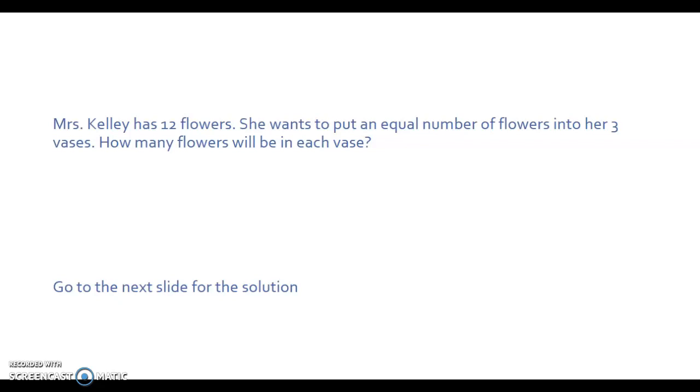Miss Kelly has 12 flowers. She wants to put an equal number of flowers into her 3 vases. How many flowers will be in each vase? Pause the video. You can draw this out, or if you have your small manipulatives, little objects, you can use those. You could count out 12 items, and then make 3 groups. You've got 3 vases. You've got 12 flowers, so start splitting your flowers up. You're just making equal groups. Pause your video.